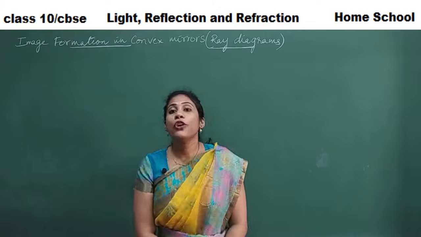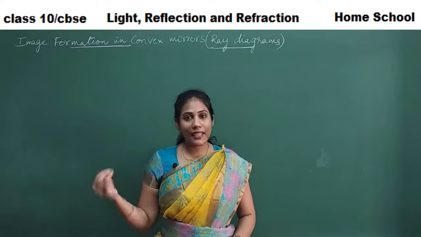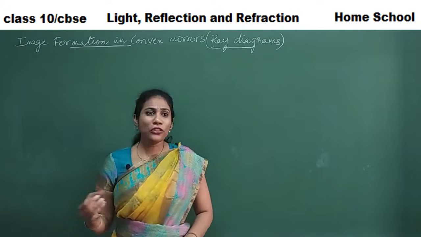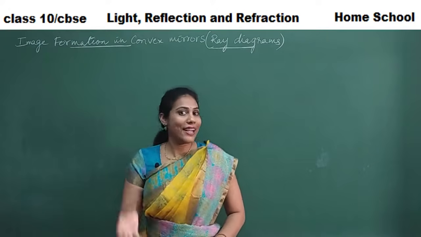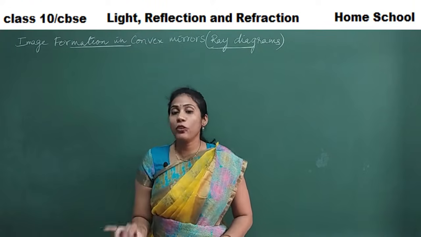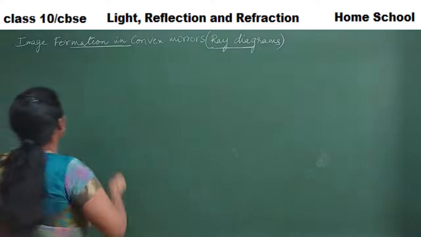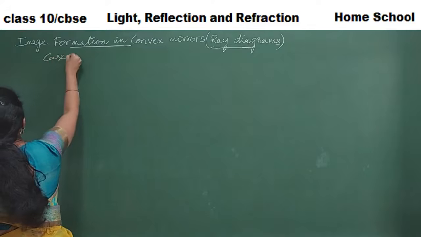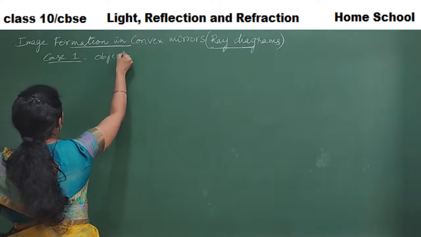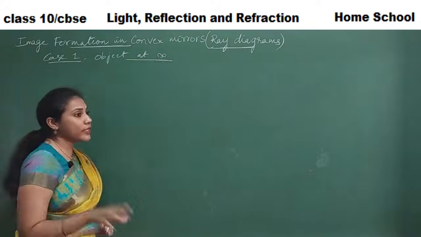In today's video, we are going to talk about the image formation or the ray diagrams of convex mirrors. You don't have 6 cases here like we had in concave mirrors. We just have to remember only 2 cases. Only 2 cases are possible in case of convex mirrors. Case number 1 is if I keep my object at infinity. Only 2 cases possible, guys.